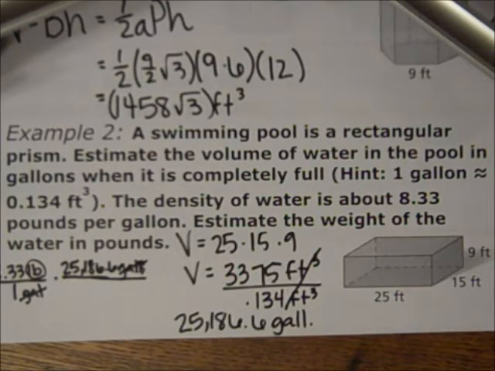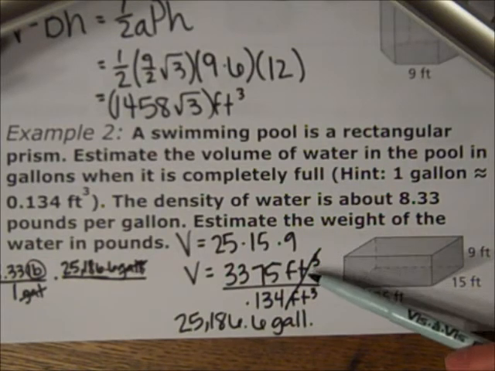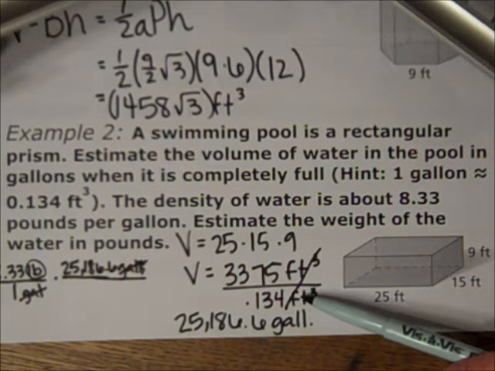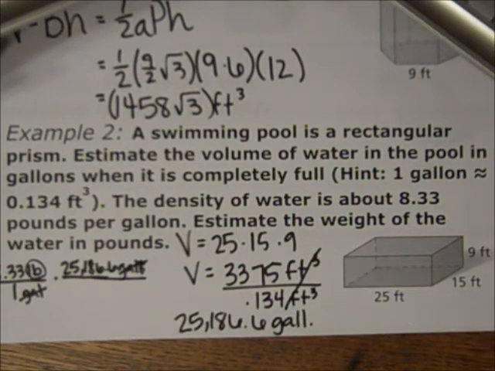So this is actually a multiply problem, whereas over here I wanted feet cubed and feet cubed to cancel out, so that was a divide problem. So that's one way to look at it.